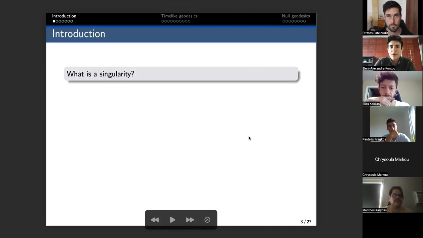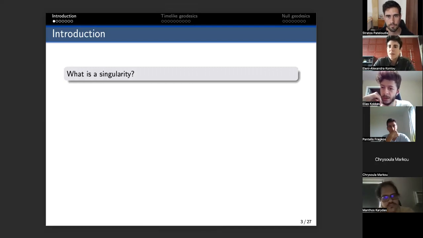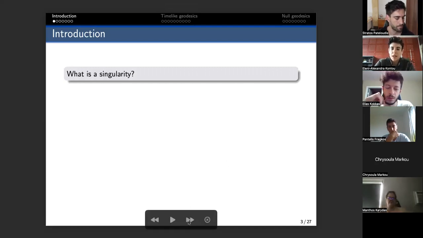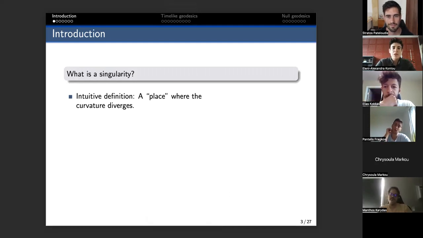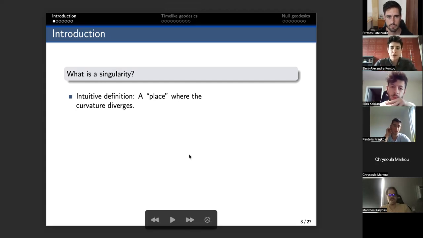So let's start with some very basic things. What we mean by a singularity in general relativity. If you've taken an introductory GR course, we usually talk about a place where the curvature diverges. So we calculate the curvature scalars, maybe in Schwarzschild, and see that as r goes to 0, they go to infinity. So this is the singularity in that context.